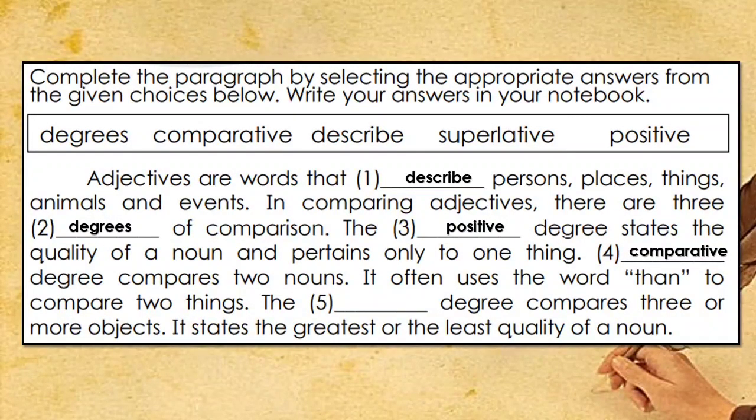The blank degree compares 3 or more objects. The answer is superlative. It states the greatest or the least quality of a noun.